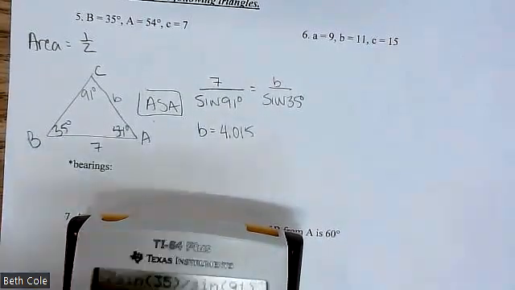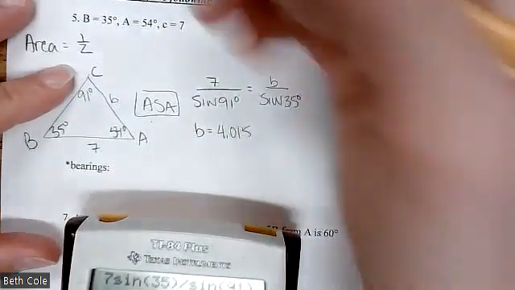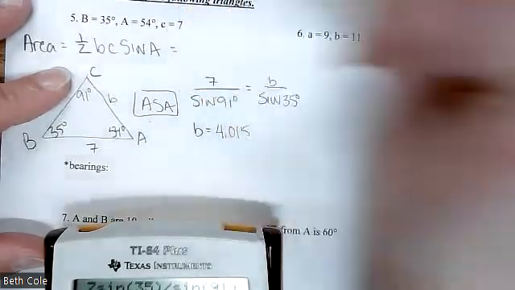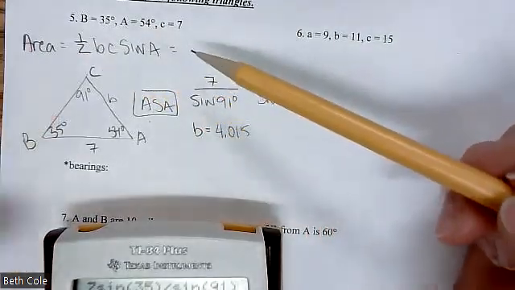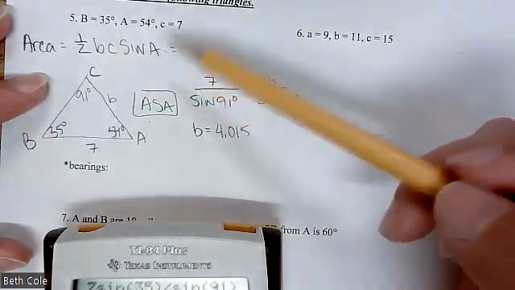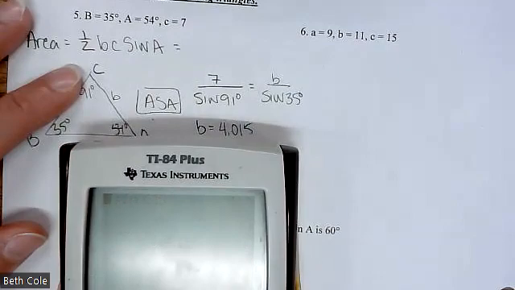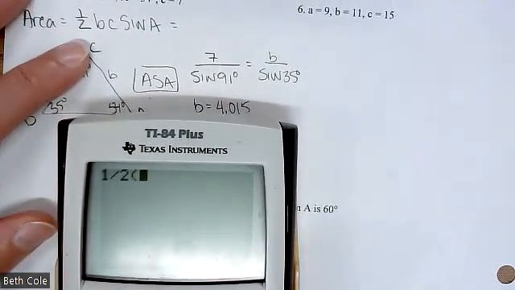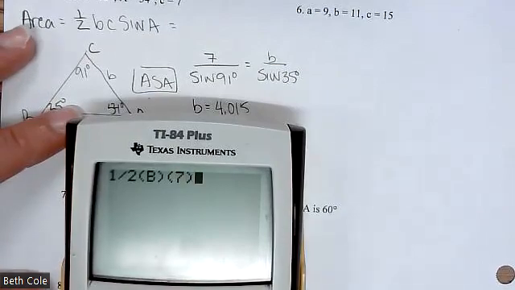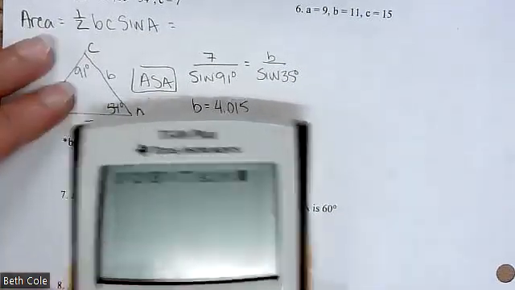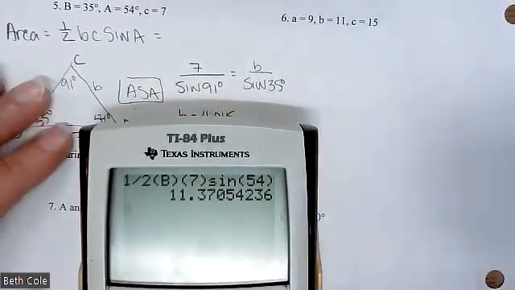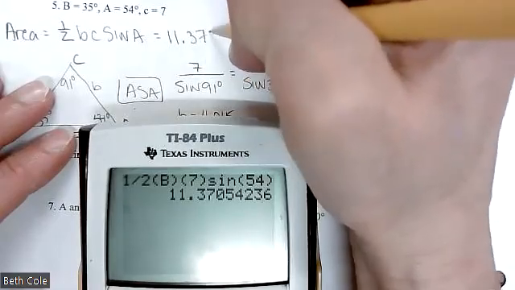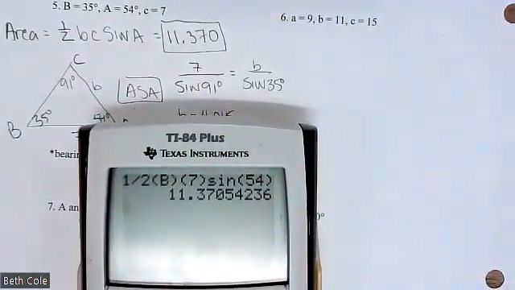So we can do 1/2 BC sine A. The other versions of that would be 1/2 AB sine C, or 1/2 AC sine B. You just twist the letters around. All right, so let's go ahead and type that. It'll be 1/2 times B times C, which is 7, and then sine of angle A, which is 54. Now, I didn't put units in here, but I like to bring it up. Say it was in feet, then your area would be feet squared.